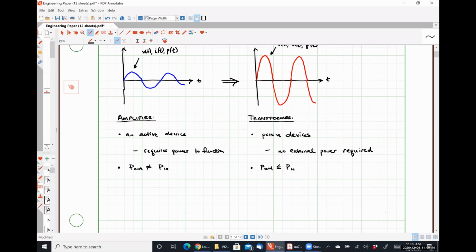So the role of an amplifier is an electrical circuit or device which increases the magnitude of the signal applied at its input.